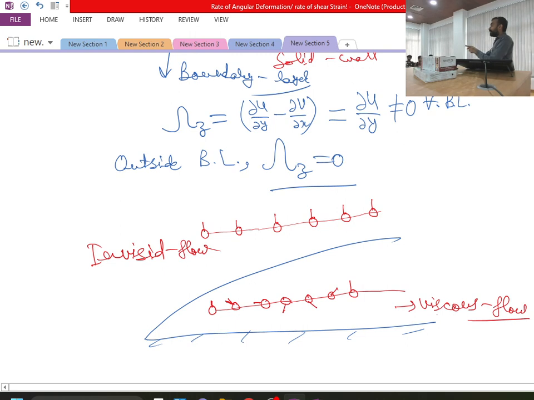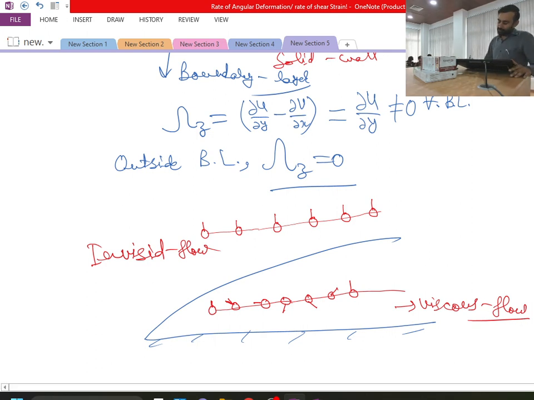From here, one important idea we get is that viscosity is actually the cause of rotationality. Anywhere you have viscosity causing a velocity gradient, that is the cause of rotationality. If I have a non-viscous situation, then of course gradients of velocity will not exist, and if gradients do not exist, then ultimately our flow will be irrotational. Up to this point, is it clear?